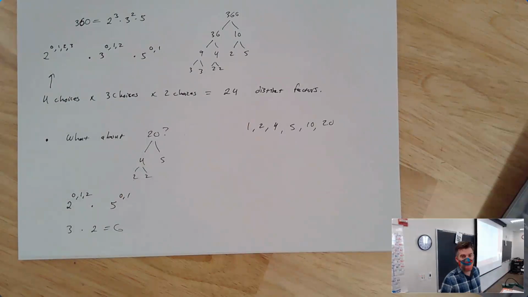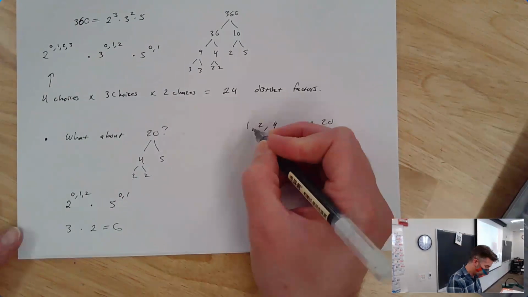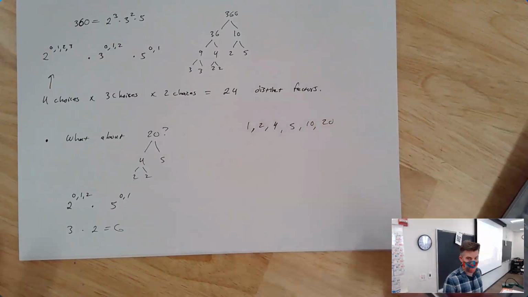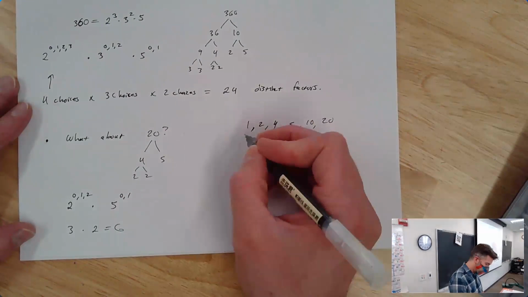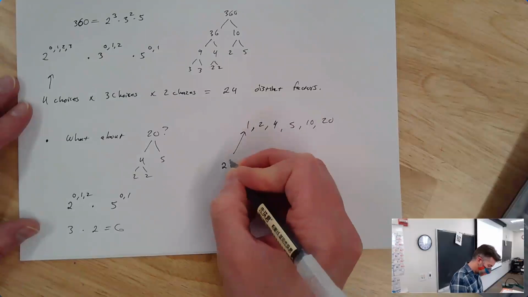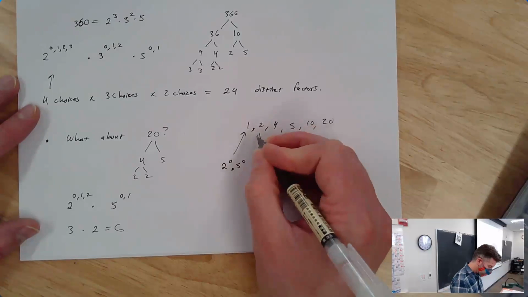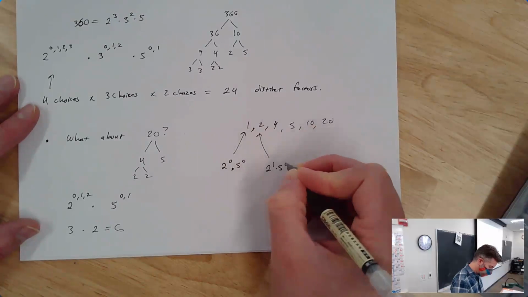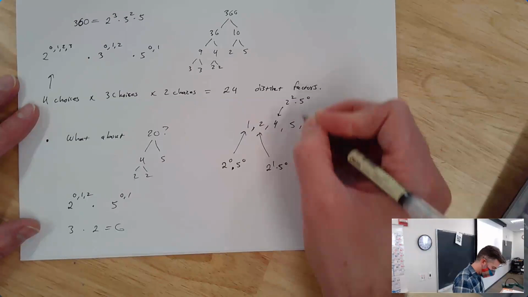Where did this logic come from? Are these multiples of the number 20? No, these are factors of the number 20. So these numbers here, 1, 2, 4, 5, 10, and 20 are all of the factors of 20. And the way we're getting 1 is 2 to the 0 times 5 to the 0. The way we're getting 2 is 2 to the first times 5 to the 0. 4 is 2 to the second times 5 to the 0.